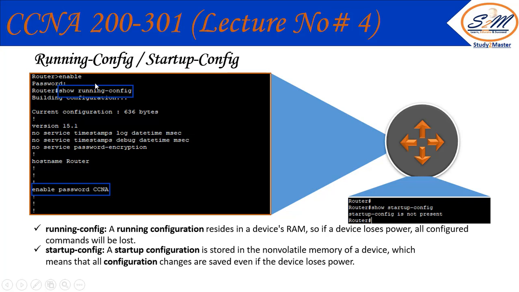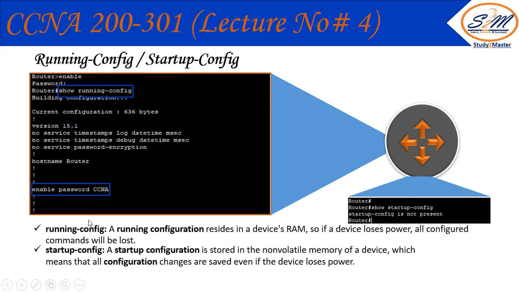So here, enable, and I have typed the password, show running config. There is a lot of configuration, but I just screenshotted this area of the data in order to show you how the startup config and running config look. Enable password. As I told you, the enable password is plain text. Here the password is CCNA.